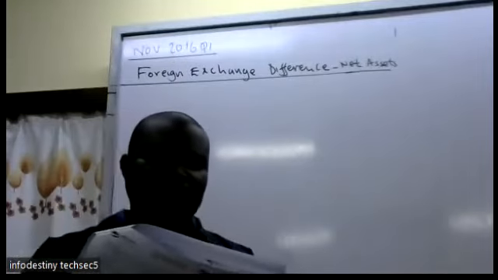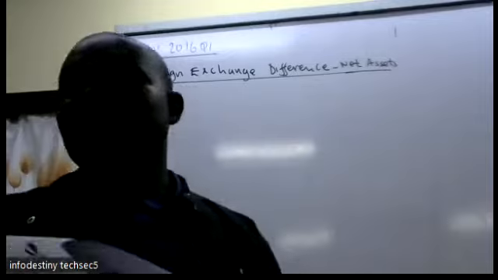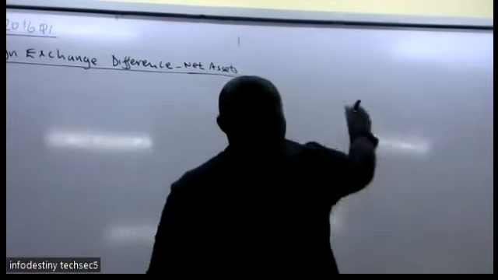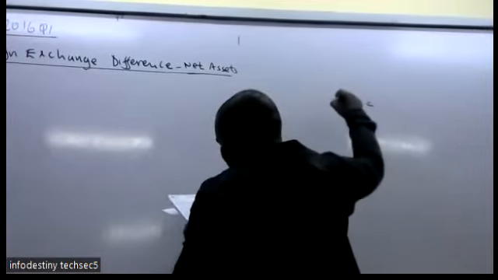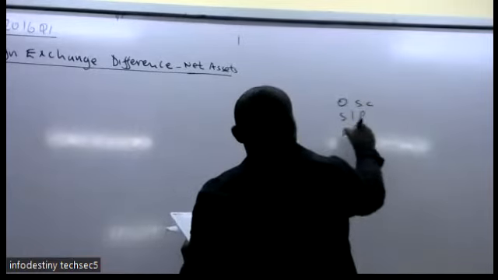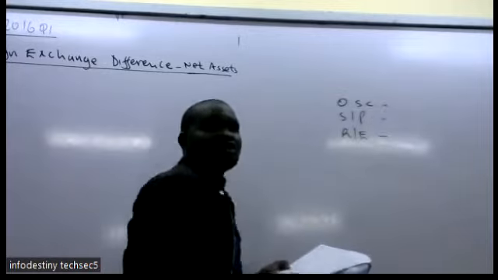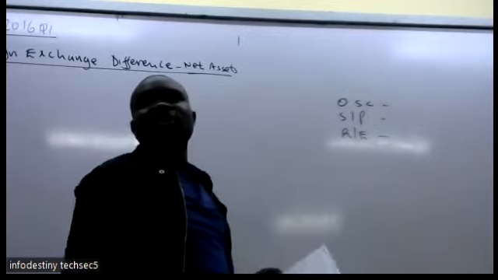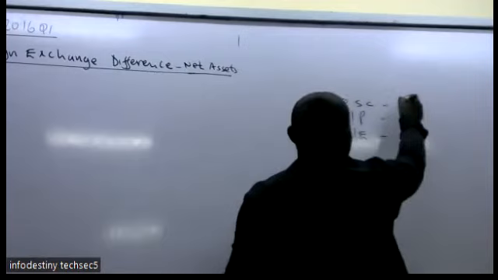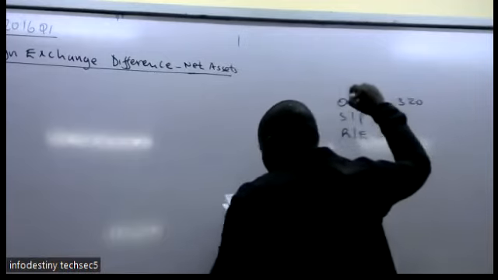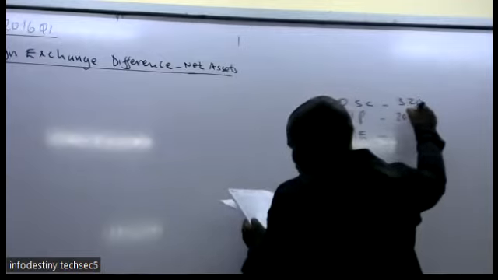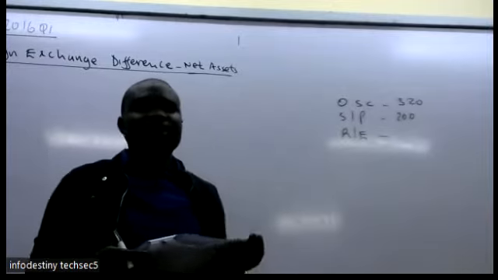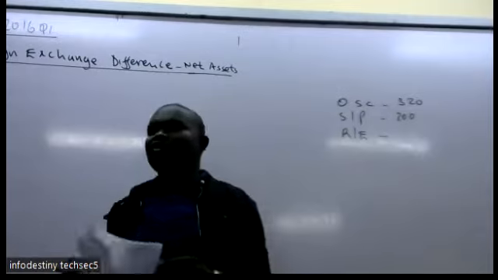So there are two ways of getting those net assets at the beginning. Because the subsidiary was acquired exactly at the beginning of the year, you can check ordinary share capital, share premium, then retained earnings. All you pick on the date of acquisition. So ordinary share capital, you just pick the one in the balance sheet. So this was 320. This one is 200. Yes, 200.